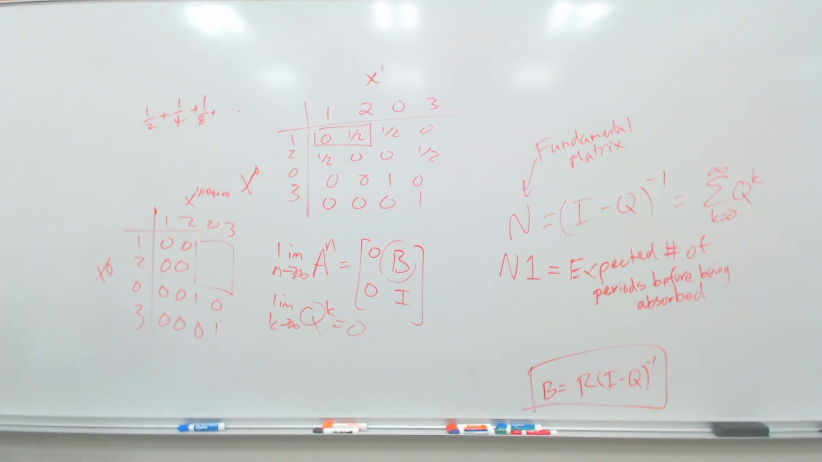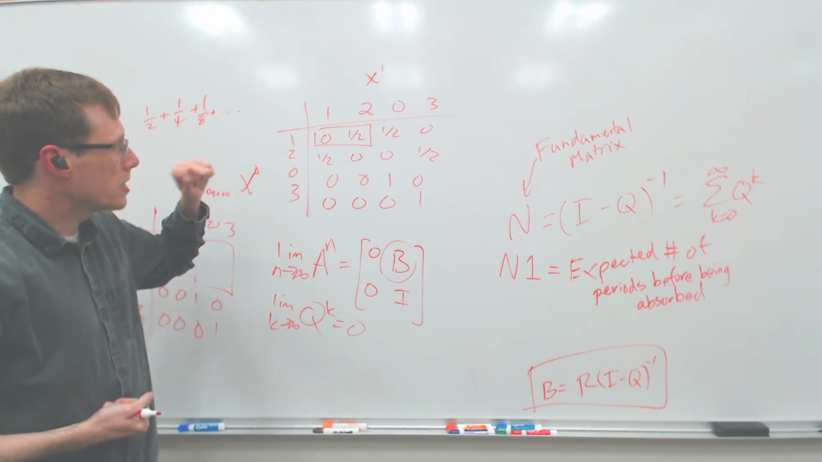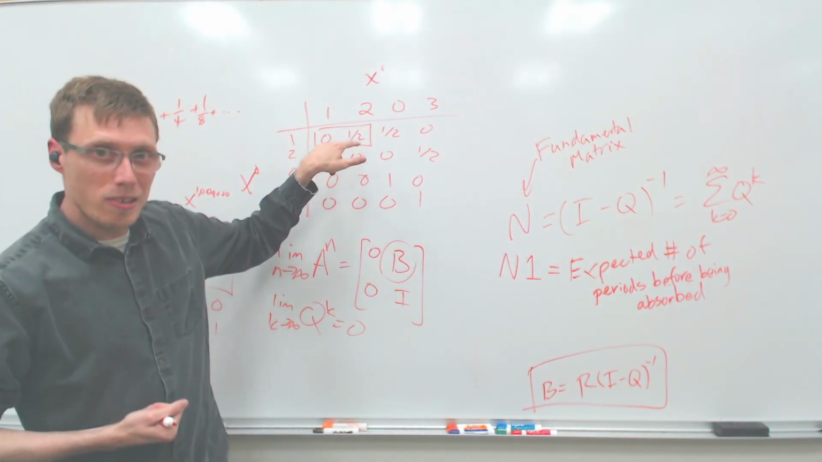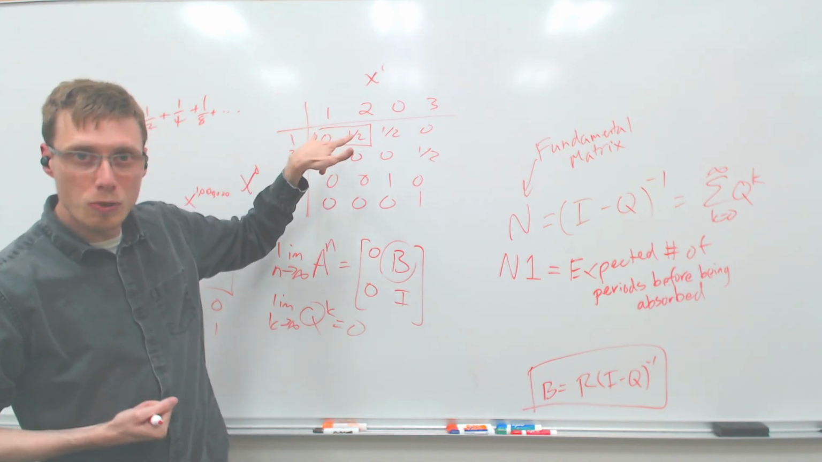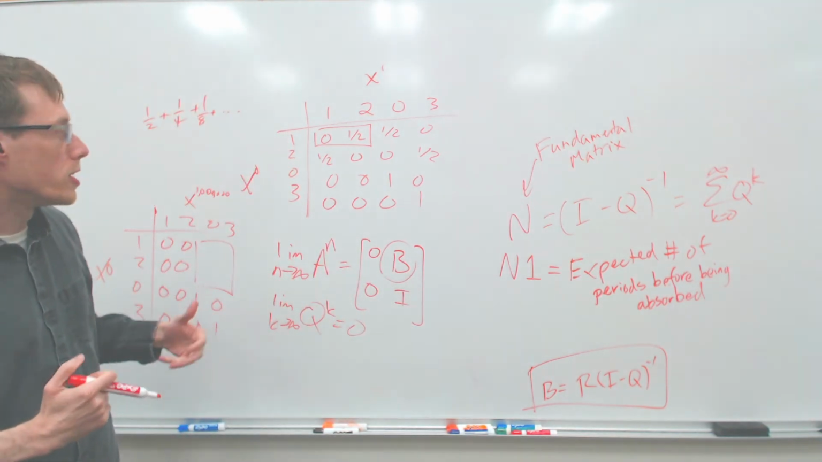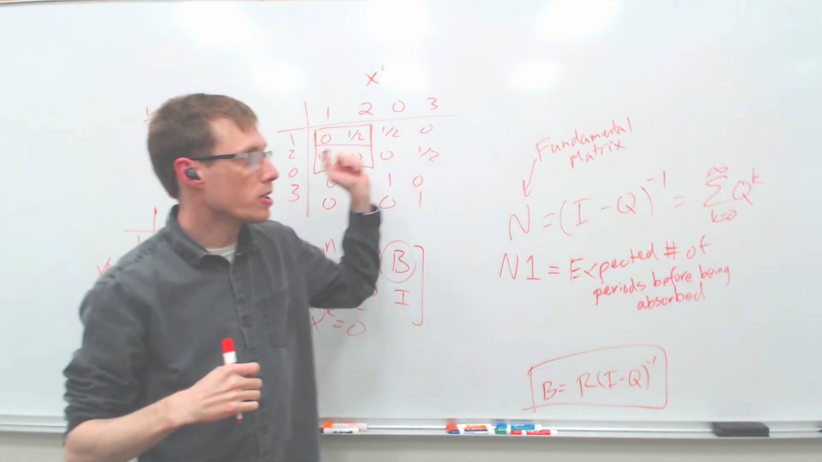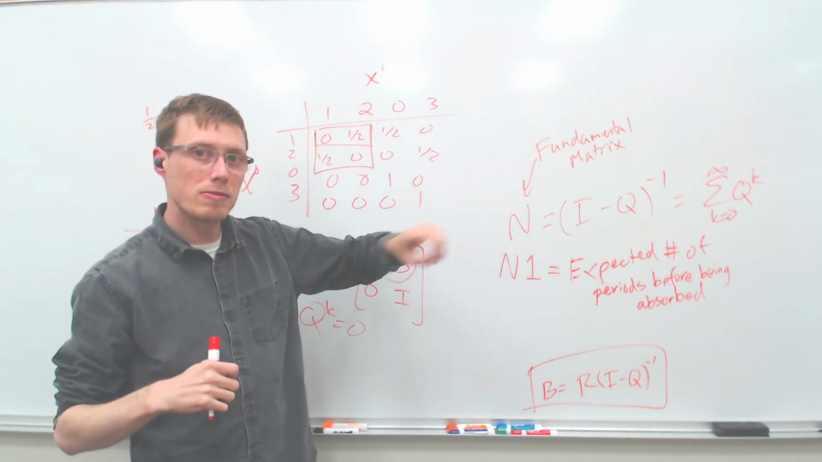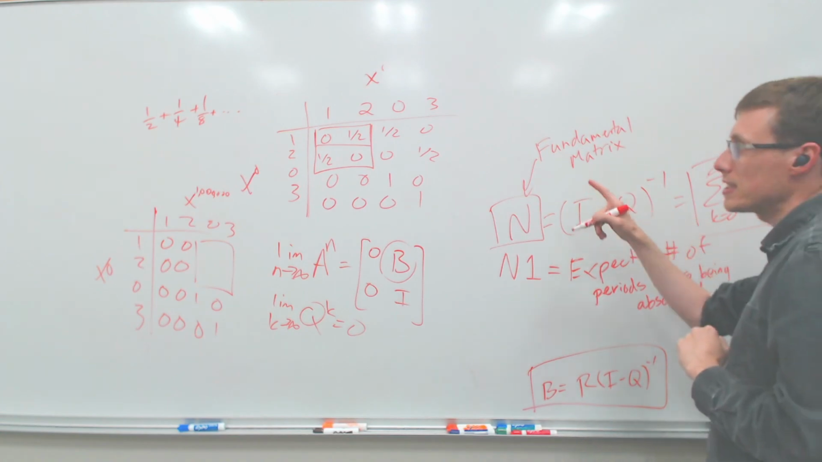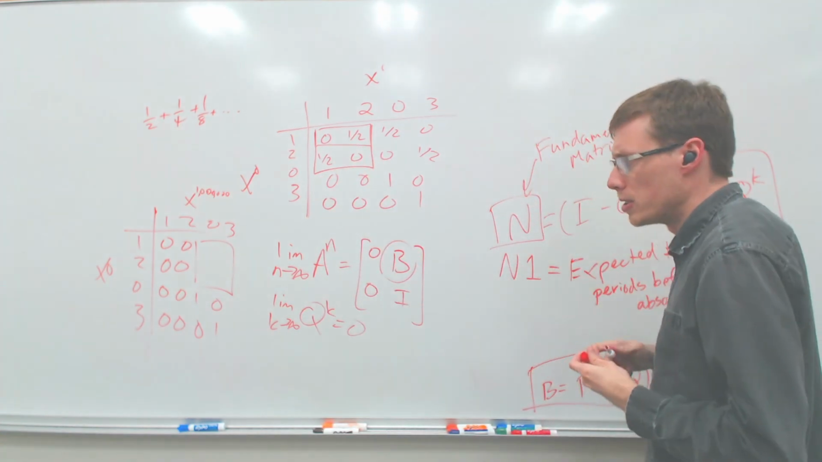And you can see right here, though, that if all that we're interested in is this section right here, for the case of when we start off at one, well, that's going to be the top part of Q, right? Plus the top part of Q squared, plus the top part of Q cubed, and so on and so forth. And in general, if we want to know the expected number of periods before being absorbed for all of the different states, then what we're interested in is all of Q plus all of Q squared plus all of Q cubed and so on and so forth. So we have to sum them up. And that's why this fundamental matrix, since that's the sum of all these transient states, is going to give us the number of periods we're in the transient states before we transition into the absorption states.